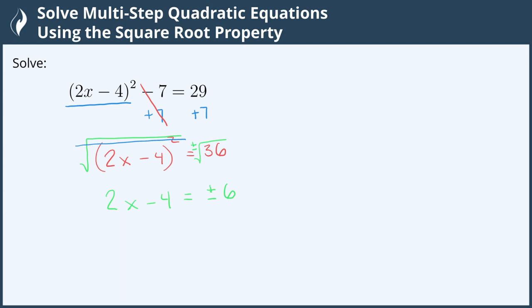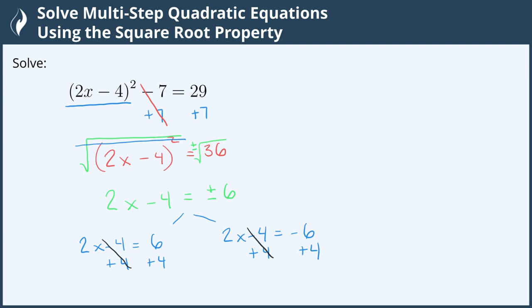Because we have two options for the square root of 36, we're going to go ahead and break this into two different equations now, where we have 2x minus 4 equaling the positive 6, and 2x minus 4 equaling the negative 6. And then we'll solve for the variable. So we will add 4 to both sides on both equations. On the left side, it cancels out.